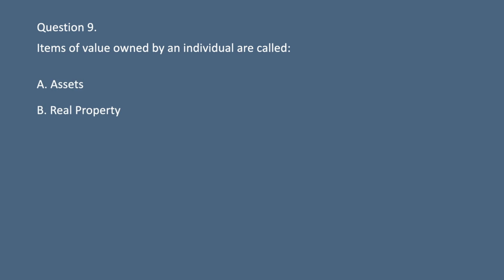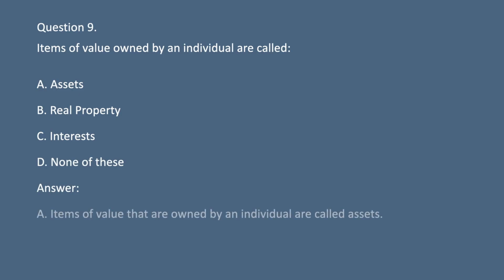Question 9. Items of value owned by an individual are called A. Assets. B. Real property. C. Interests. D. None of these. Answer A. Items of value that are owned by an individual are called assets.